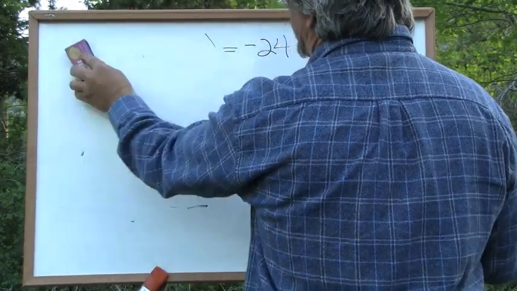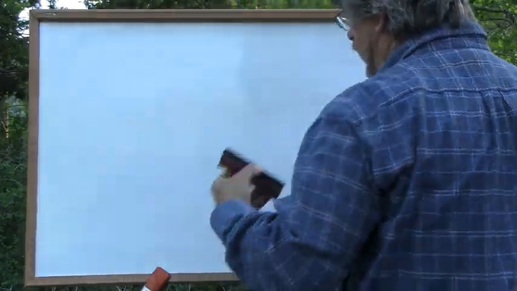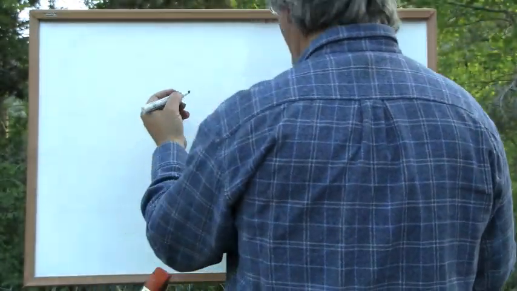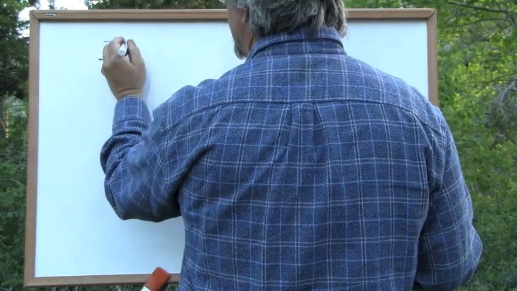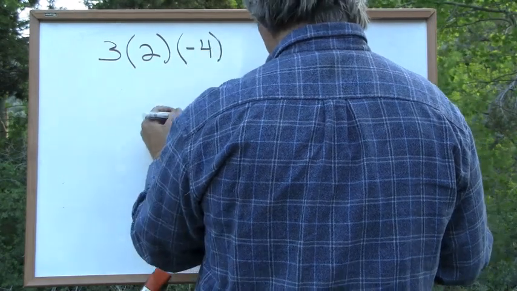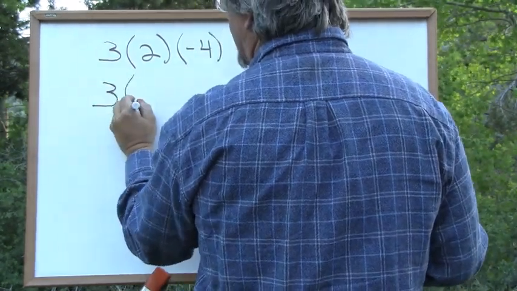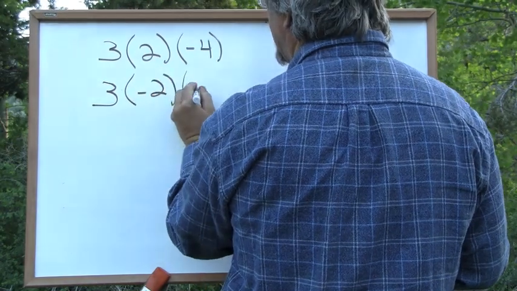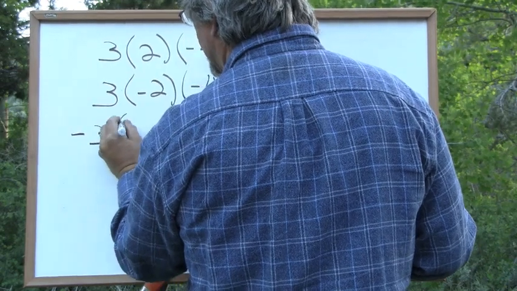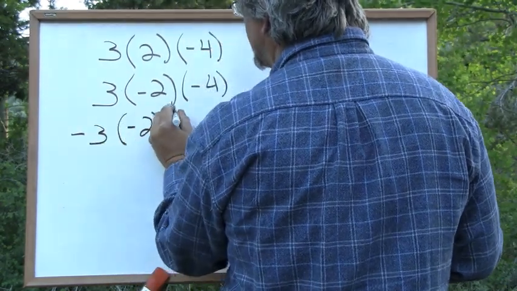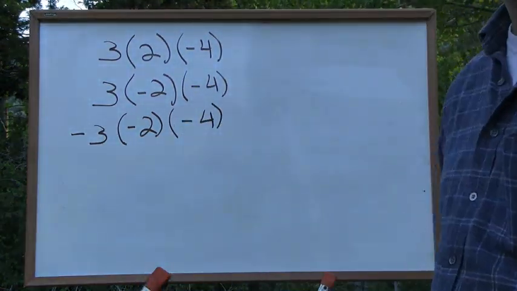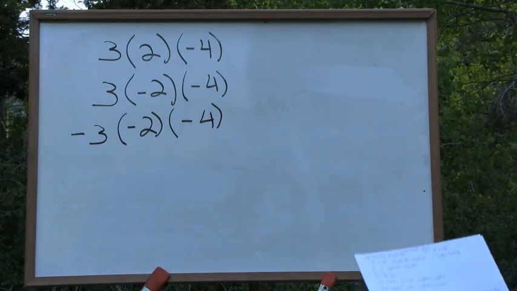And let me show you how this works. This is one reason why I wanted to move up on the board, because I'm going to write this just a little smaller. So we have 3 times 2 times negative 4. And we have 3 times negative 2 times negative 4. And we have negative 3 times negative 2 times negative 4. So there's 3 different ways to view this to see how this is understood.